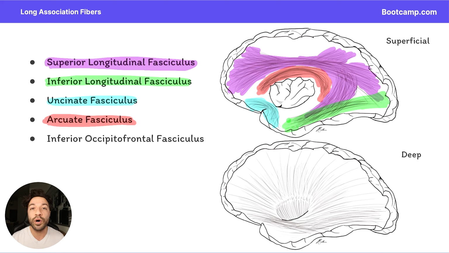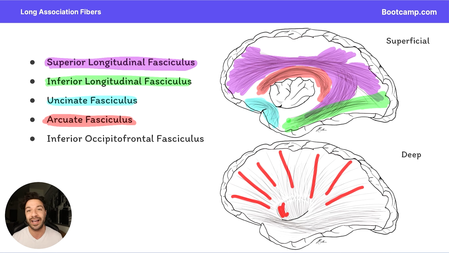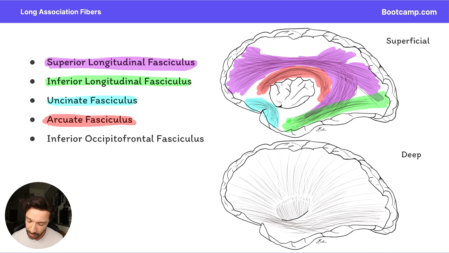And then finally, we'll go one layer deeper. So let's remove these layers out. We're going to go down deep to that corona radiata layer. So here's that corona radiata. And then again, we have that external capsule. These are projection fibers. But we also have this one long association fiber all the way down here.